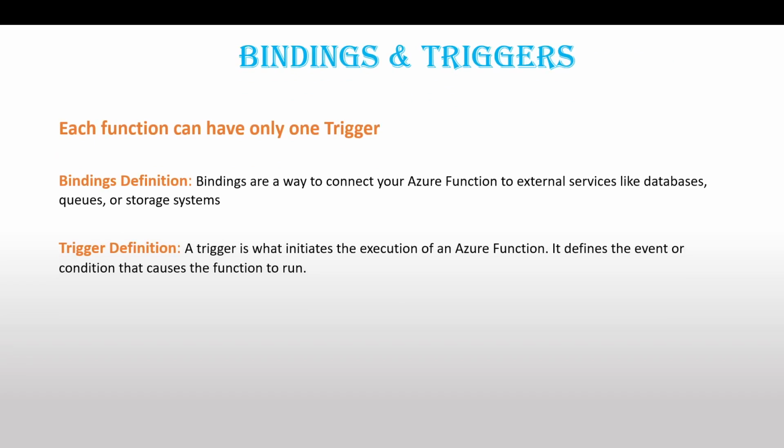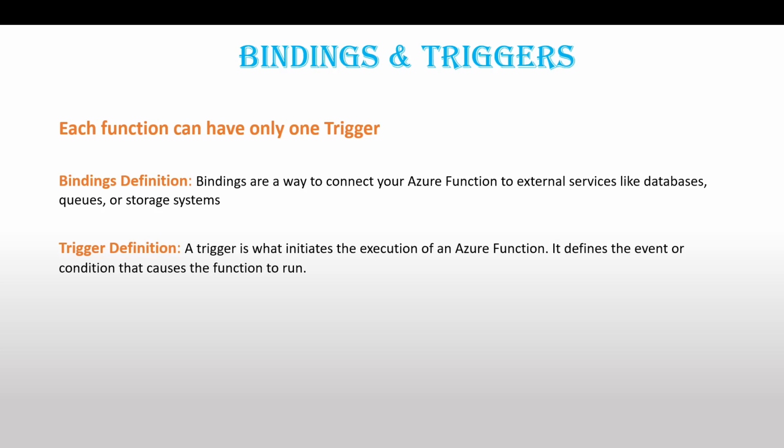Bindings and triggers. Bindings are a way to connect your Azure function to external services like databases, queues, or storage systems. Consider that your function is supposed to interact with external services, like you wanted to push some data to Cosmos or you wanted to push some message to the queues. In that case, one way of doing it is you will download the NuGet packages, use the extension methods, connect it, and then push the messages to it.